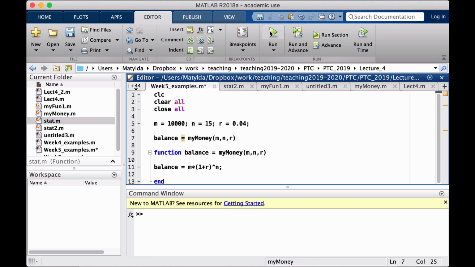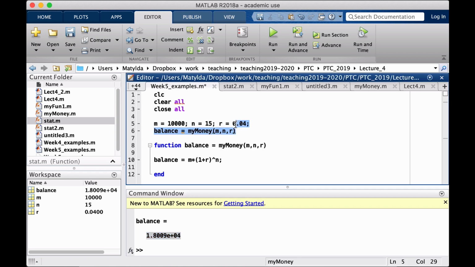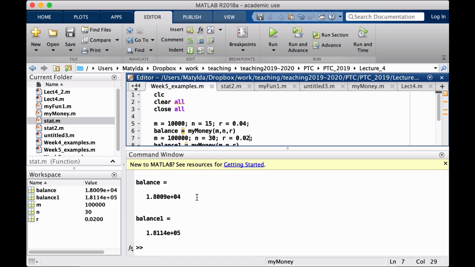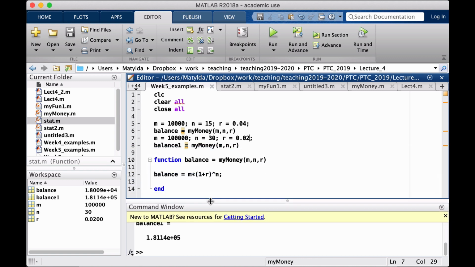So now when I run this one, you can see that I'm getting balance equals that. So that's the answer for these particular inputs. I could call it again. Maybe let's call it now balance 1 and change these values a bit. So let's make the money more, let's make more years, and let's make maybe a smaller interest rate. So we run it again, and now you can see there are two different outputs because I've called my function twice with two different sets of input arguments.